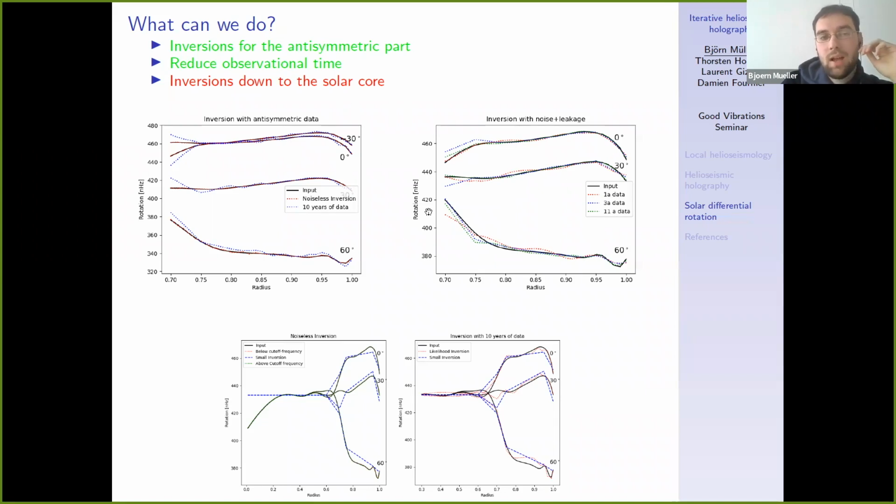And last question, are we able to invert also down to the solar core? Not really. So if we have noiseless inversion, okay, it works. So we are pretty fine. Also with frequencies above cutoff frequency again. But if we add small, even smaller noise terms, 10 years of data is already pretty much. Yeah, we can't go down to the solar core.